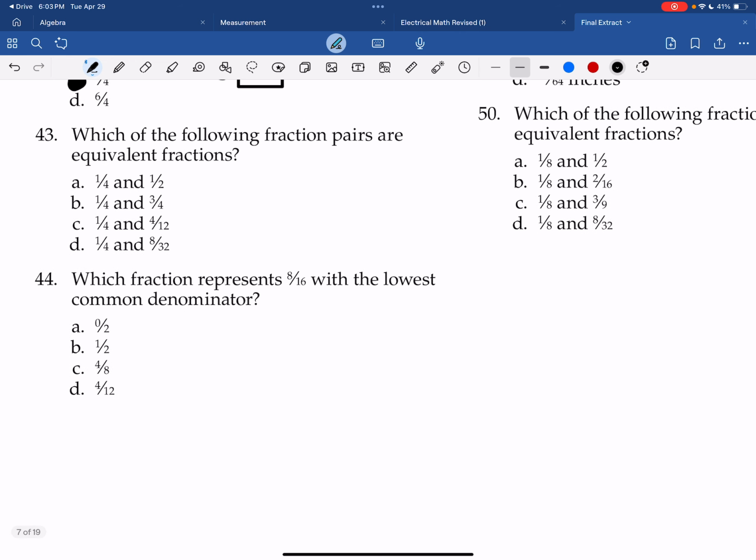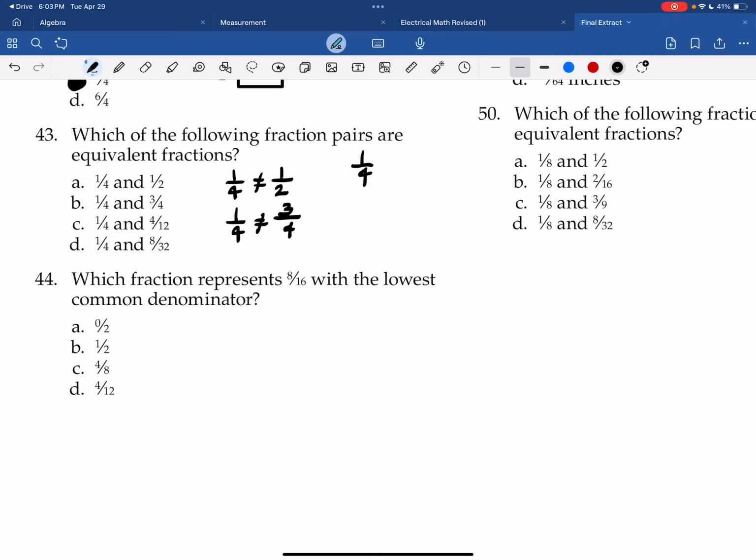Which of the following fraction pairs are equivalent fractions? Well, let's look at 1/4 and 1/2. If both of them have a 1 on the top, they cannot have different numbers on the bottom. So those are not equal. If both of them have a 4 on the bottom, they would have to have the same number on the top. So those are not equal.